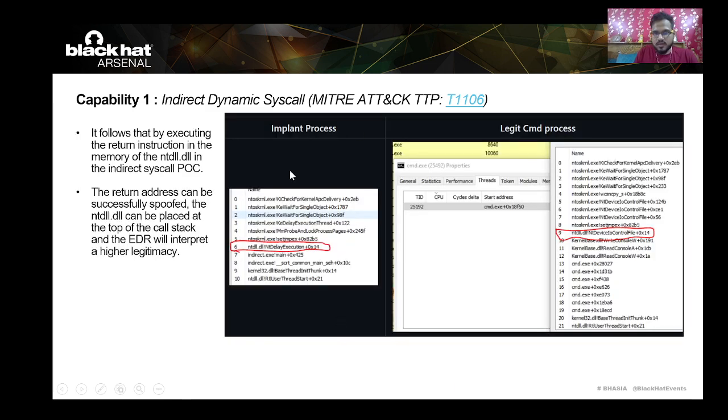So now this is how the call stack looks. You can see the call stack looks totally legitimate. This is the normal CMD process. This is the implant process. So you can see here.